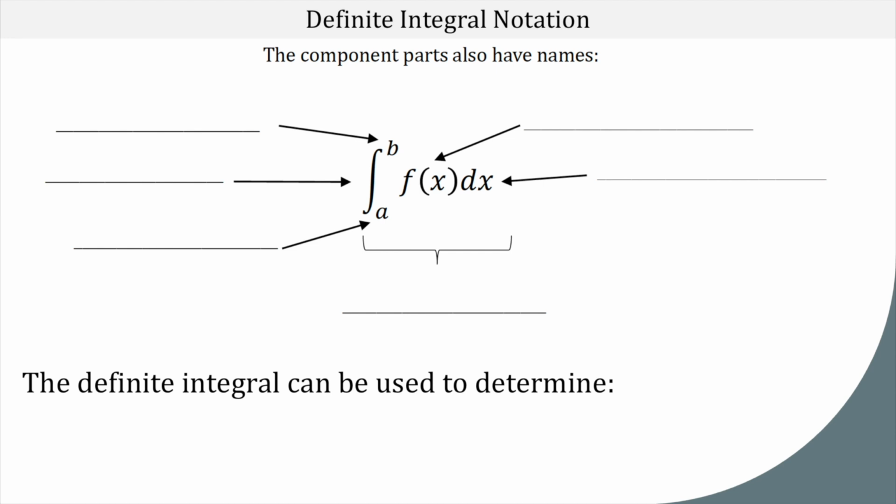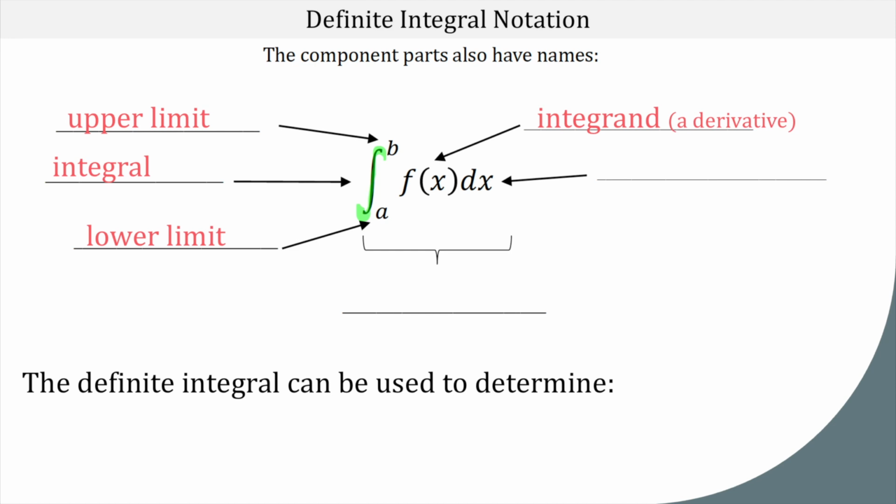Let's break this down. Each of the component parts have names. This S-like symbol, that's the integral. B is the upper limit. A is the lower limit. F of x is the integrand. D of x, or whatever's in that spot, shows the variable of integration. And then the whole thing is called the definite integral.